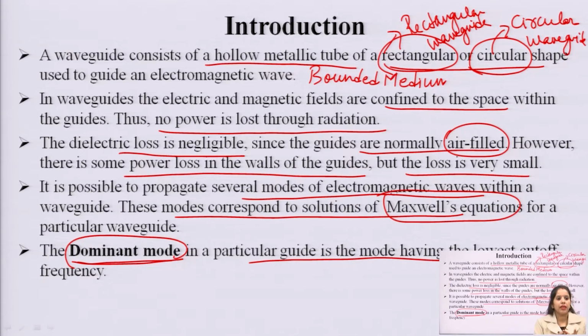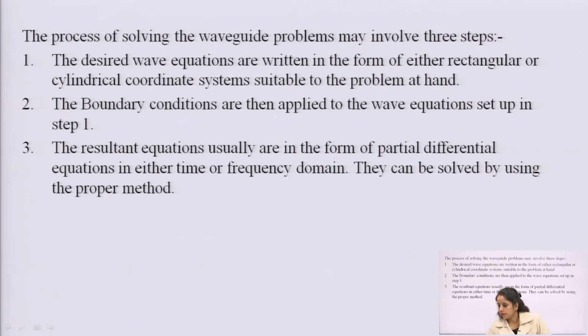Again I am repeating, dominant mode is the particular mode which has the lowest cutoff frequency in a particular waveguide. And since our waveguide behaves as a high pass filter, it is able to attenuate all frequencies below a cutoff frequency, or we can say below the dominant mode, and allow all the modes or all the frequencies above a particular cutoff frequency or dominant mode.